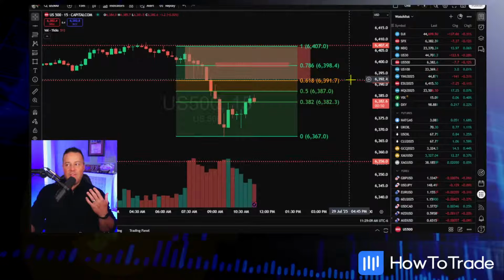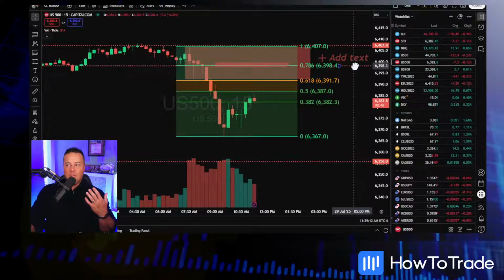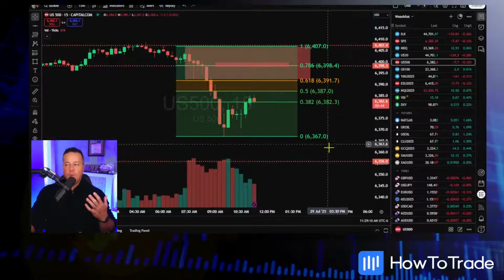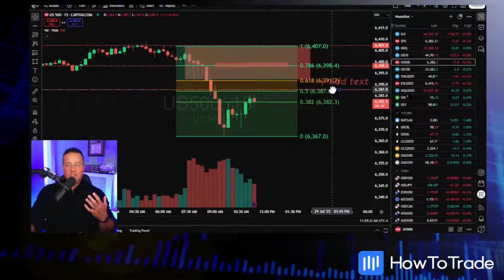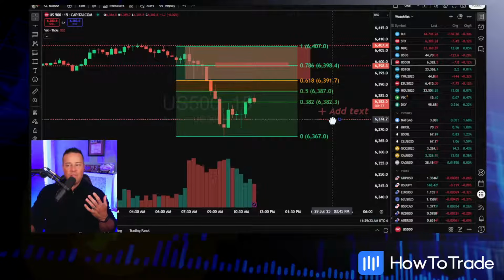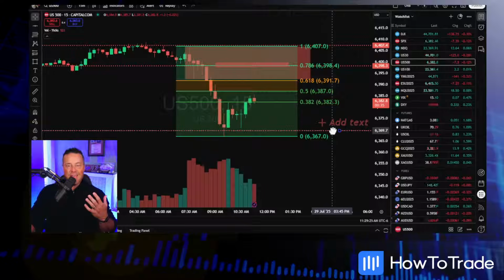So if in this case we have to pull back to 78%, the door is open for you to adjust your risk versus reward any way you want it. A 1-to-1 is just right there. 1-to-2 is just right down there. If you want to make a run at the low of the day, right there.